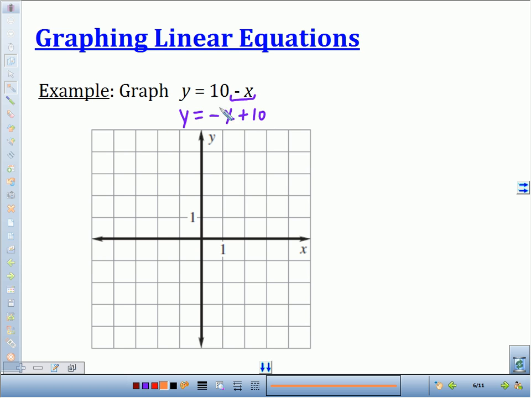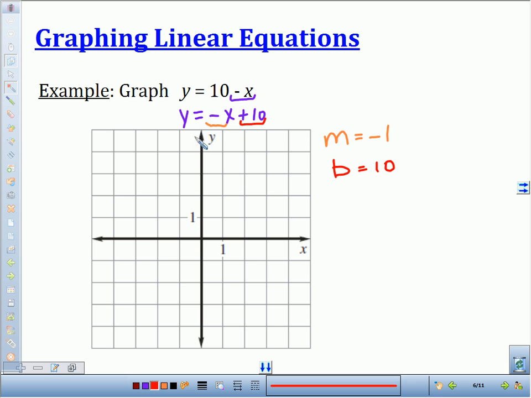Using that, I can get m and b. M is the number in front of x. All I have in front of x here is a negative sign. If there's no number, then we assume that it is 1. Since this is negative, we assume it's negative 1. The number for b is added to the end, it's plus 10. So b equals 10.